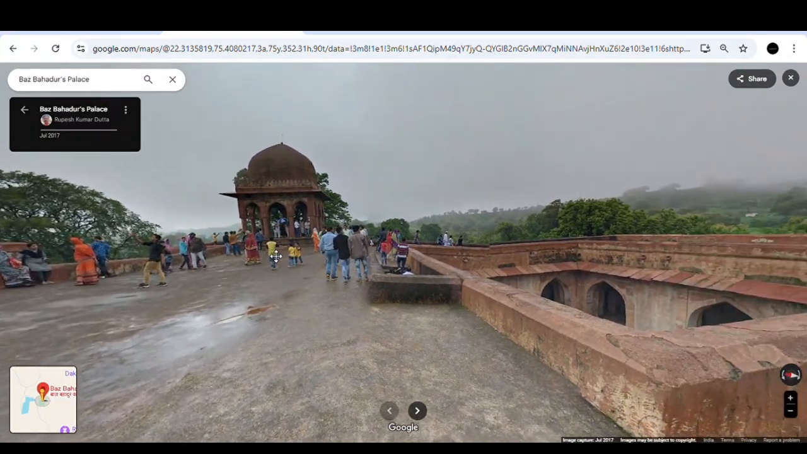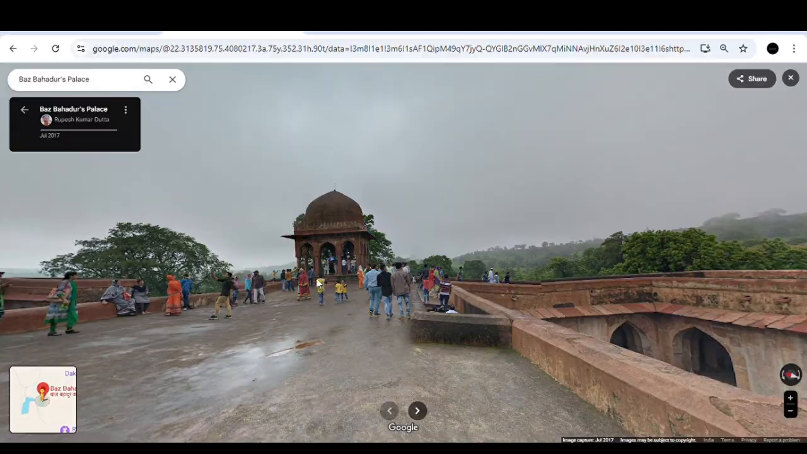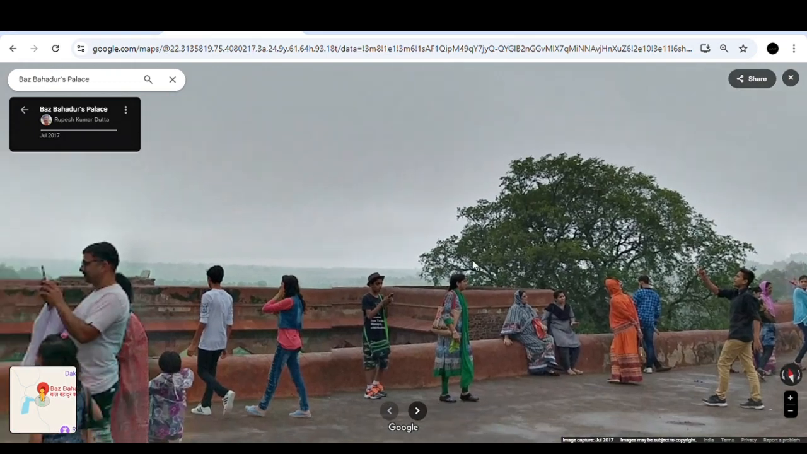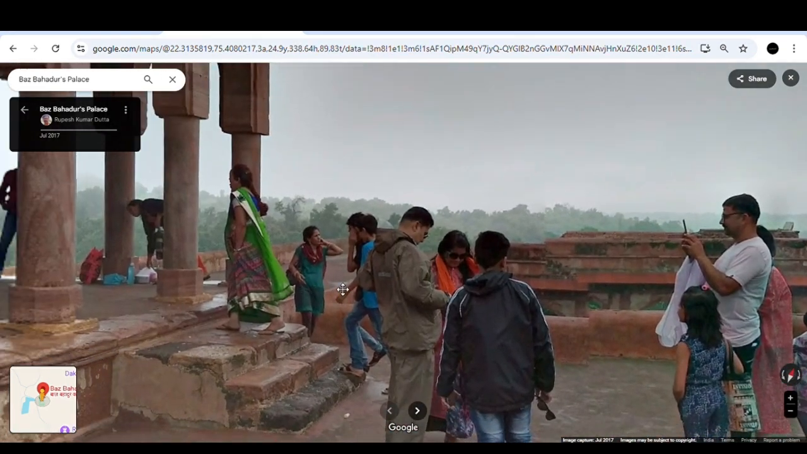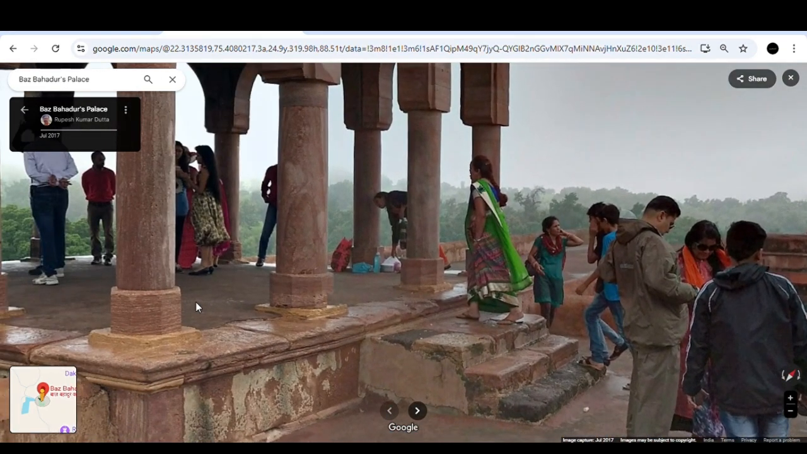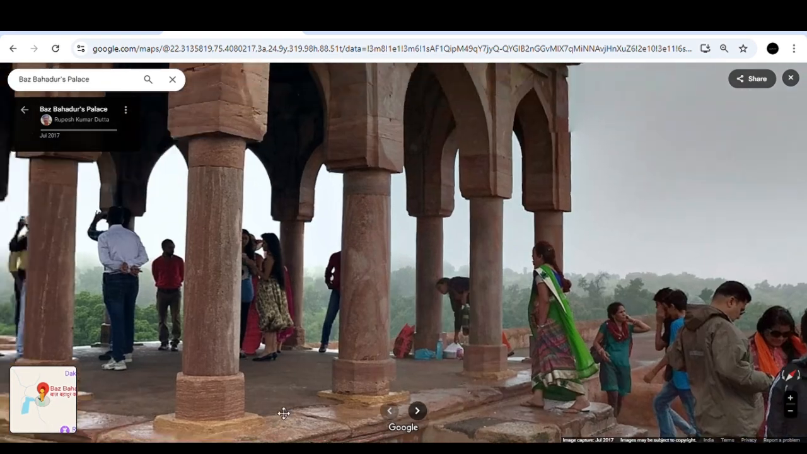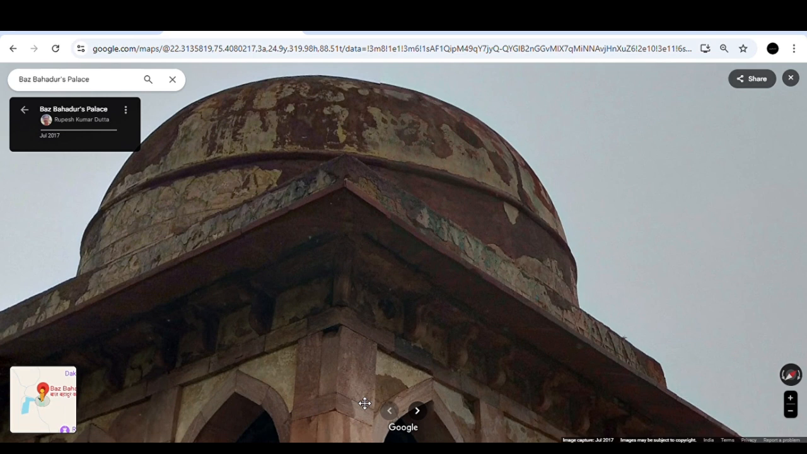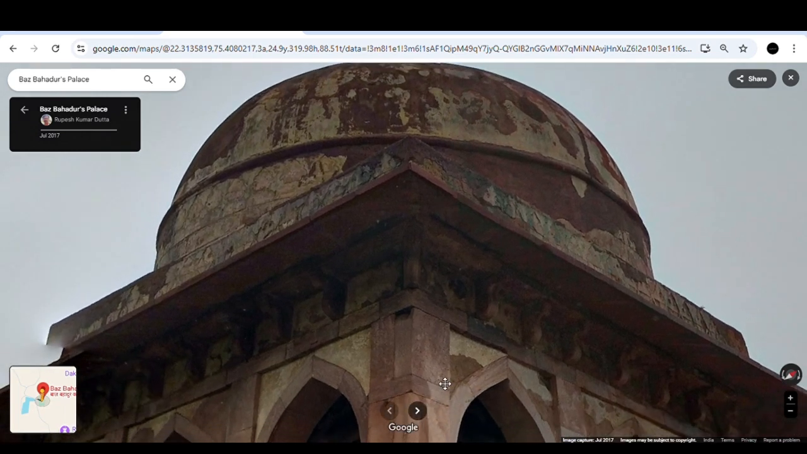But the importance of this place goes far beyond its architecture. The palace's location on the hills of Mandu was strategic, providing the Sultan a vantage point over the entire kingdom. It's said that Sultan Baz Bahadur used the palace not just for royal retreats, but as a base from which he could govern his kingdom with unmatched foresight and control.